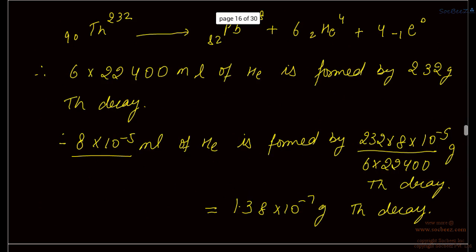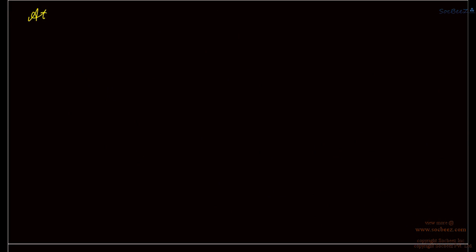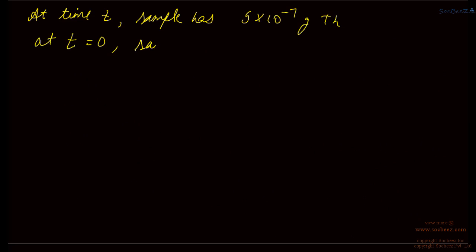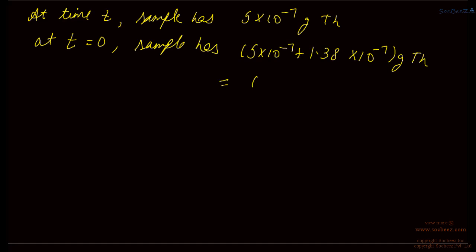Now at time t, the sample has 5×10⁻⁷ gram of thorium. Okay. And at t equals 0, the sample has 5×10⁻⁷ plus 1.38×10⁻⁷ gram thorium. So from here it has 6.38×10⁻⁷ gram thorium.